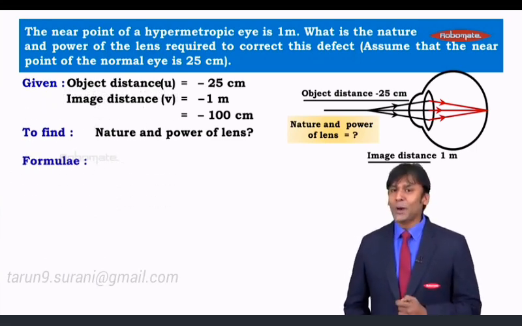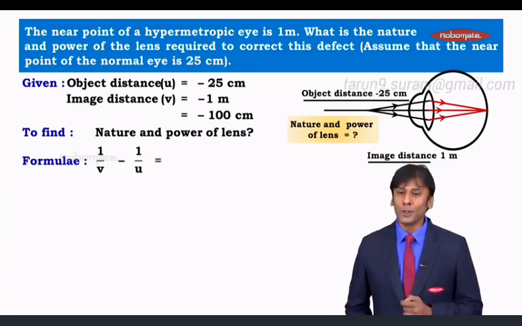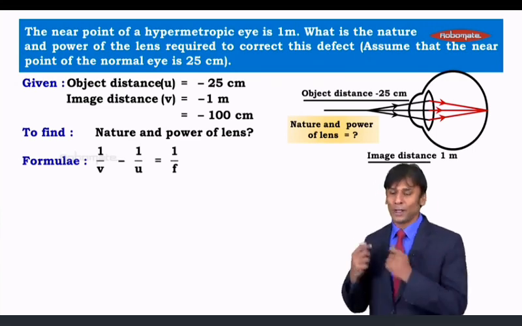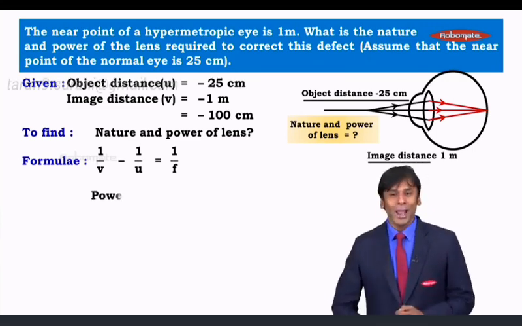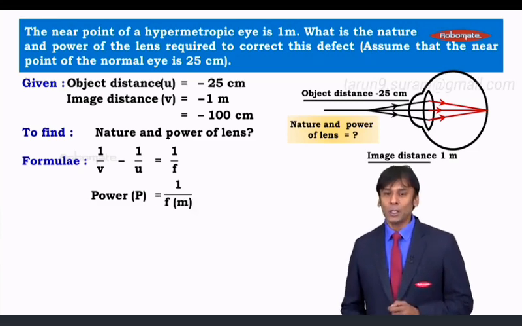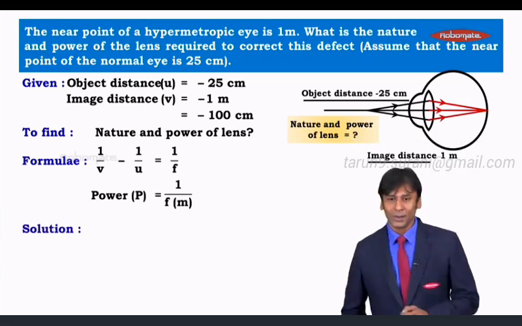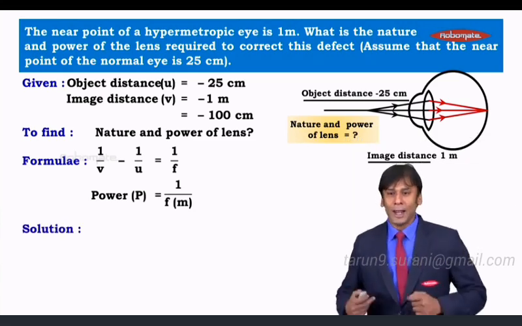Now to find the nature and power of the lens, the first formula we require is 1 upon v minus 1 upon u is equal to 1 upon f. That is the lens formula. And the second formula we require is the formula for power, and power P is equal to 1 upon f, where focal length should always be in meter. Now let us start with this numerical and apply the lens formula.